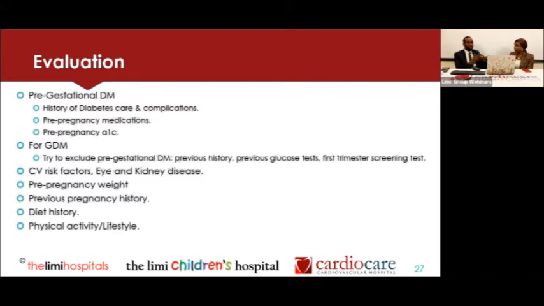And for people who have GDM as well, we want to find out whether there's been GDM in a previous pregnancy, or whether they have had sugar tests before. In a cosmopolitan area like Abuja, people actually do sugar tests all the time.